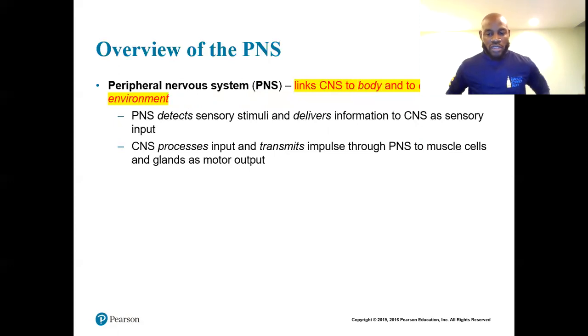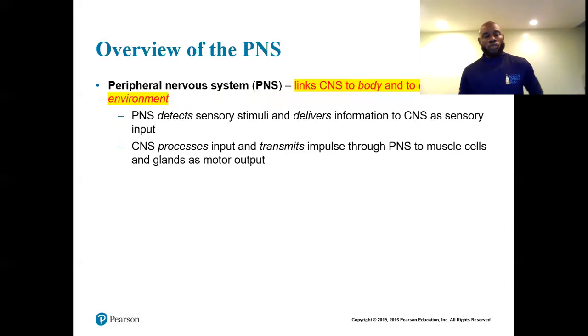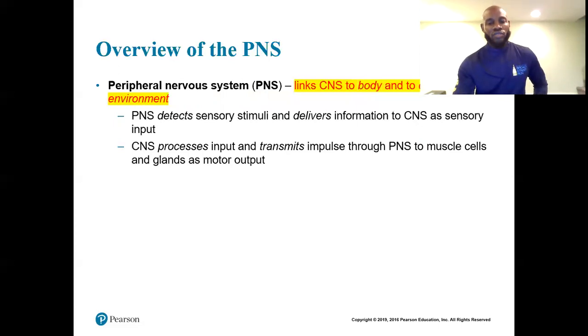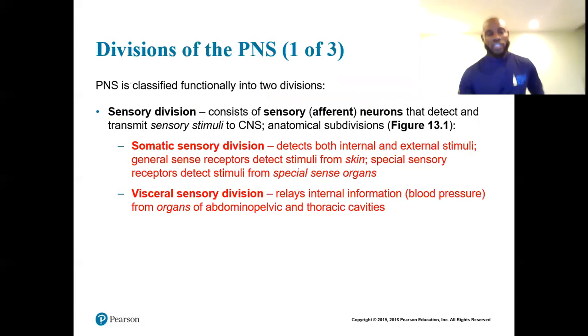We know that the peripheral nervous system connects our central nervous system to our environment, to the world around us, sending sensory information towards the central nervous system, and then the central nervous system sends the motor information through the peripheral nervous system to act on our bodies, visceral, somatic, etc. The central nervous system does the processing and outputs through the peripheral nervous system, okay?